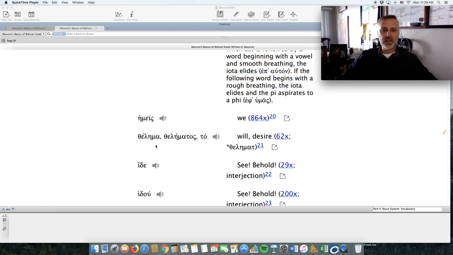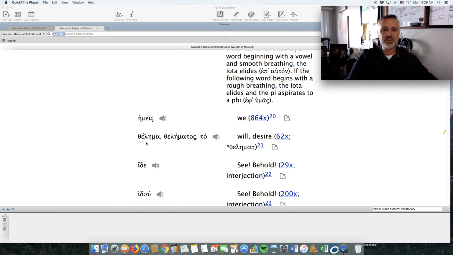Thelēma, thelēma. And this is a mat stem. Thelēma means will or desire. Thelēma is a mat stem, and so all mat stems are neuter. We learned that before. We're reminding you of it, like chrēma, like pneuma, like sōma, like onoma. These are all mat stems, and they are all neuter.